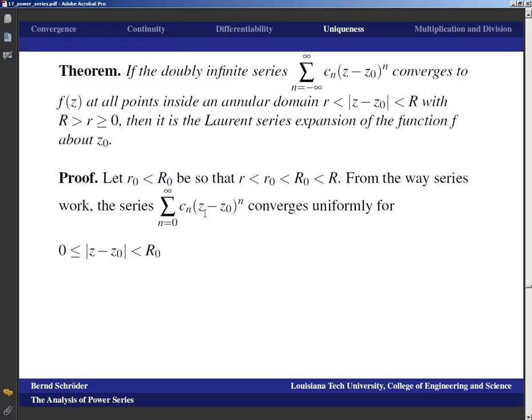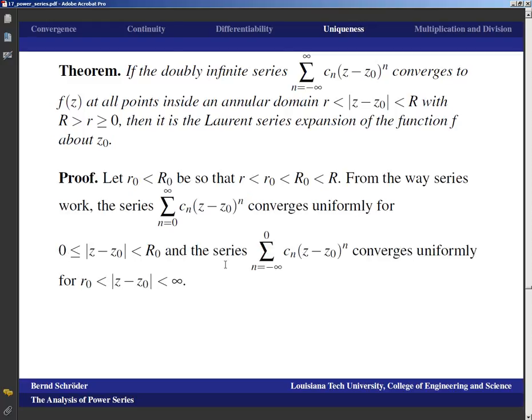then from the way series work, we know that the sum of c_n times (z minus c0) to the n converges uniformly for the absolute value of z minus c0 between r0 and capital R0. And the series from n equals negative infinity to 0, I could have gone to 1, but we really are only interested in the uniform convergence behavior here. That converges uniformly for lowercase r0 smaller than the absolute value of z minus c0, smaller than infinity.